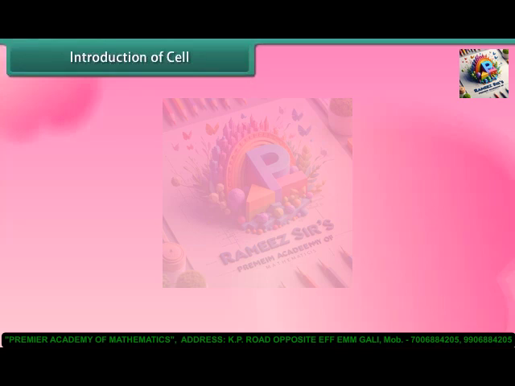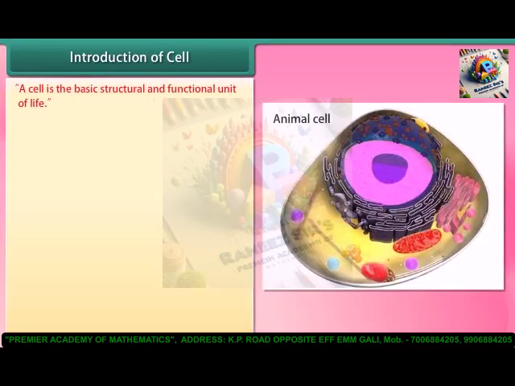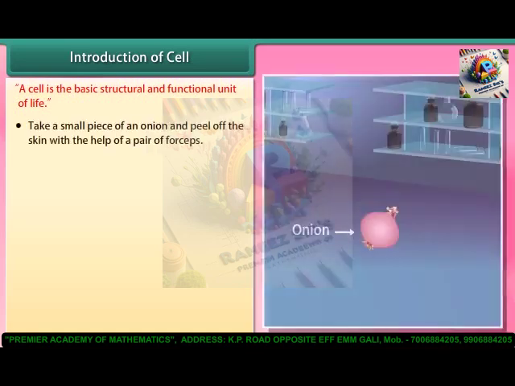Introduction of cell. A cell is the basic structural and functional unit of life. Experiment. Take a small piece of an onion and peel off the skin with the help of a pair of forceps.